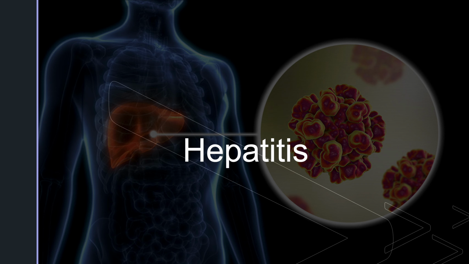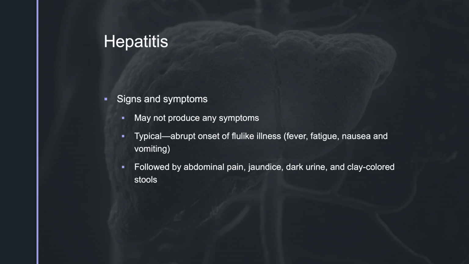Next up is hepatitis. Hepatitis is an inflammation, a disease of the liver. It first may not produce any symptoms, but typically you've got this abrupt onset of flu-like symptoms: fever, fatigue, nausea, vomiting, and then abdominal pain. Jaundice and dark urine are telltale signs of hepatitis or issues with the liver.